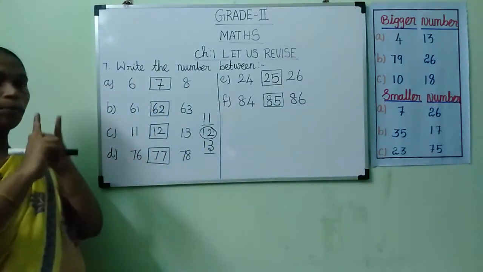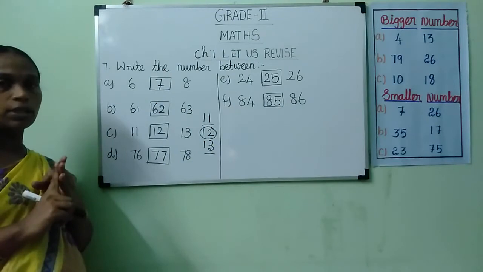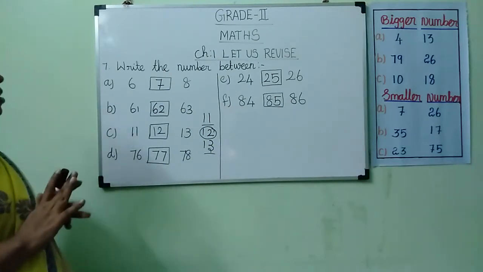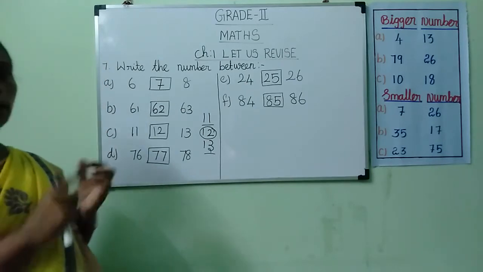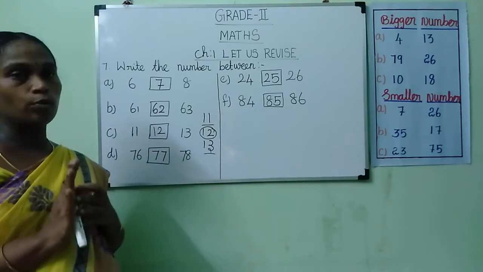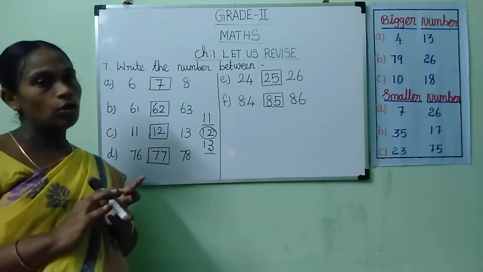How to write before, after, between numbers? Are you clear? Okay. The remaining sums in before, after and between also, you should write in your book. Do yourself, children. Okay.